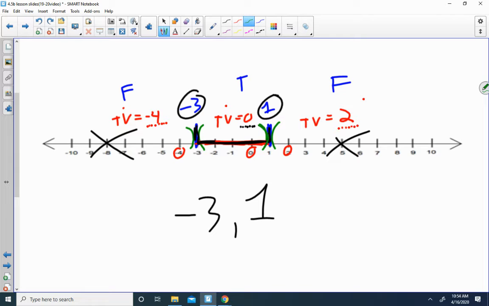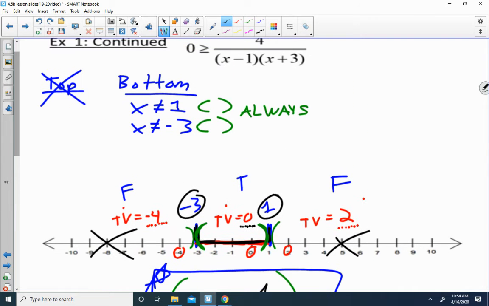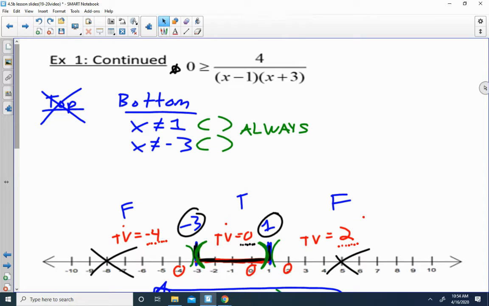And at 1, we have open parentheses. And at negative 3, we have open parentheses. And we don't have any other intervals, so we don't need a union symbol. So that's our final answer. Everything between negative 3 and 1 will satisfy this inequality. Again, this is just stuff we've been doing for the last 2 videos.